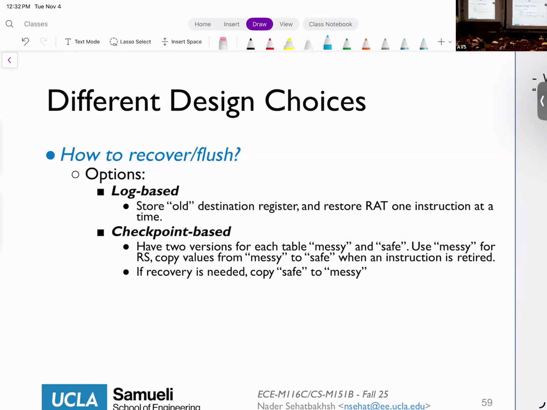Of course, the downside of the checkpoint is that the area overhead is massive. Modern processors usually have up to 8 checkpointing points, which means that every table in your design is replicated 8 times. And with a superscalar, you might need multiple of that. So your area overhead is massive, but the recovery is very quick, because all you need to do is copy one of the tables back into the other table. You don't need to check anything or go through the rows one by one. It's basically instant.